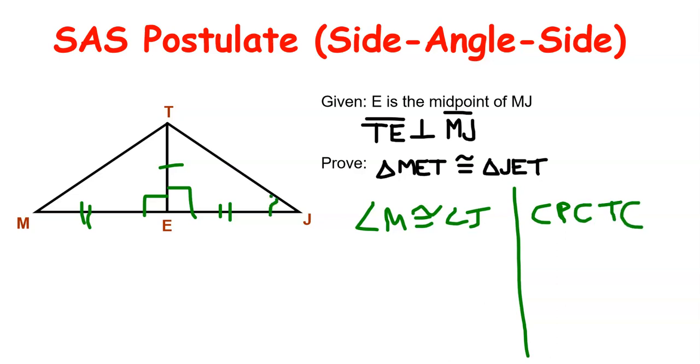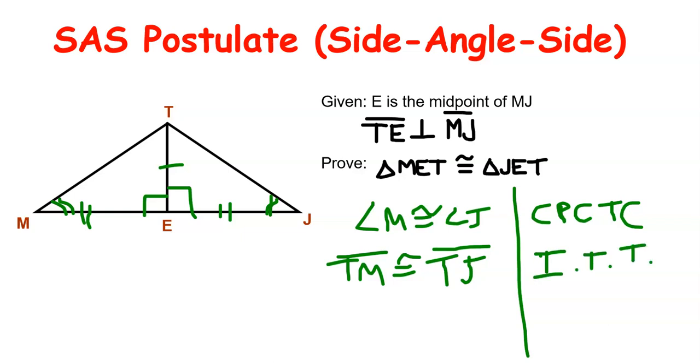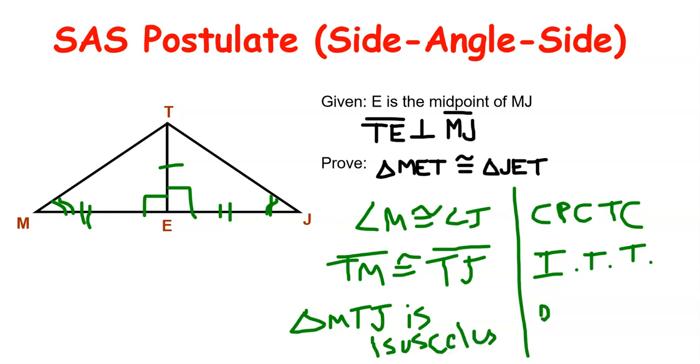And if we know that these two angles are congruent, suddenly MTJ is a triangle that has two congruent angles. So that means the sides opposite those two angles are congruent, TM and TJ, because of the isosceles triangle theorem. And therefore, that triangle MTJ is isosceles. That is part of the definition of an isosceles triangle.